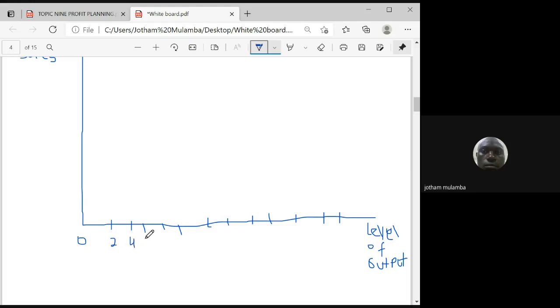4,000, 6,000, 8,000, 10,000, 12,000, 14,000. Then after 14, we have 16,000, 18,000, 20,000, then we have 22,000, and finally 24,000. Fill in that. If you are using graph paper, you apportion in a way that you'll fill in those points.